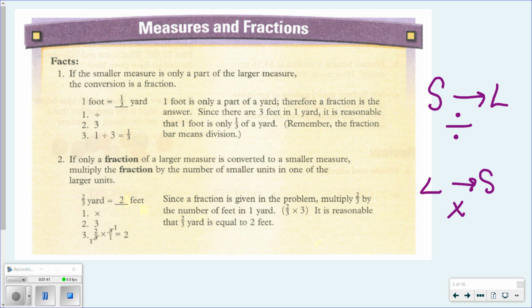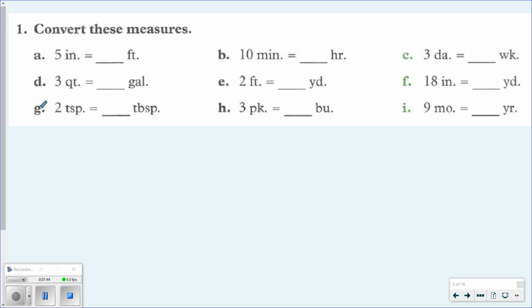So let's try a couple of examples. Alright, so in this section we have our small measurement first and then our large measurement second. So we're going to go small to large. And when we do that, remember, small to large is divide. So I know that inches are smaller than feet. So when I do that, I would say there are 12 inches in a foot, which tells me I need to put my 12 on the bottom. And I started off with 5. So in this case, we have 5 over 12.